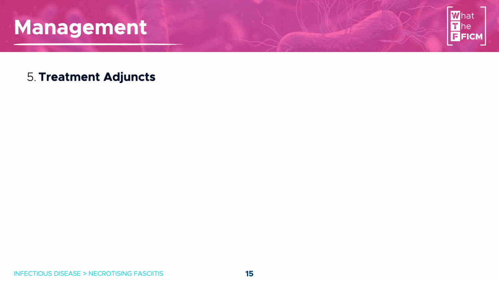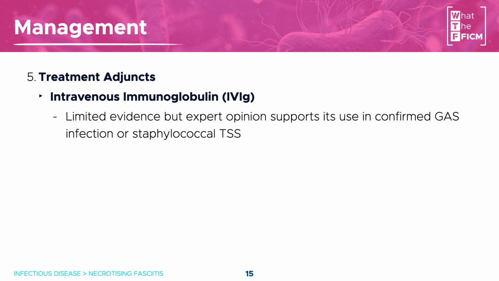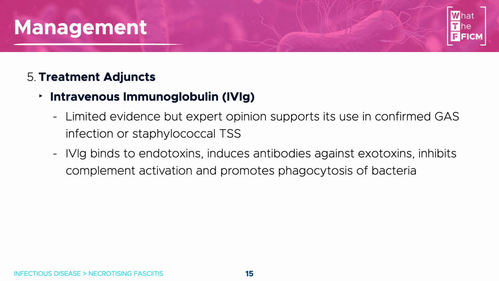There are some potential adjunct therapies for necrotizing fasciitis. These include intravenous immunoglobulin. There's limited evidence for this treatment, but expert opinion supports its use in confirmed group A streptococcal infection or in staphylococcal toxic shock syndrome. Intravenous immunoglobulin binds to endotoxins. It also induces antibodies against exotoxins. It prevents complement activation, and it promotes the phagocytosis of bacteria.